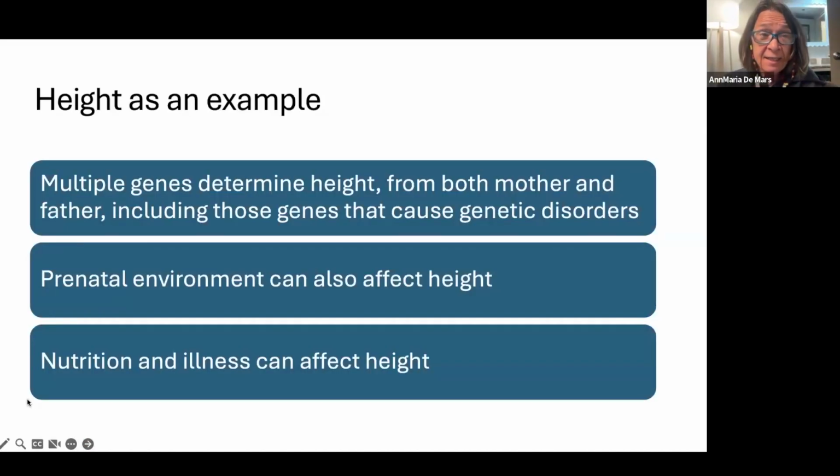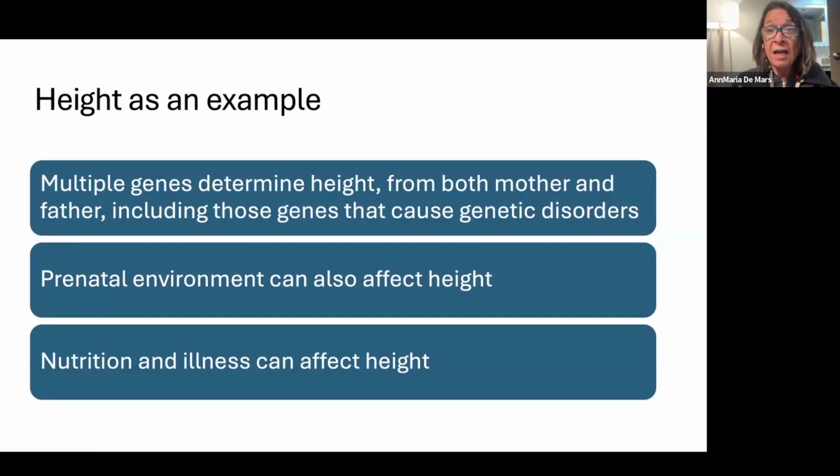So let's take height as an example, because it's a very common example. There are multiple genes that determine height, right? You get some genes from your mother, you get some from your father. There are genes that cause genetic disorders, in which case the child may be smaller. So there are multiple things. Then there's the prenatal environment.